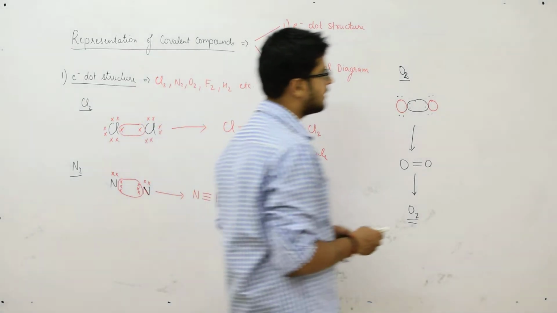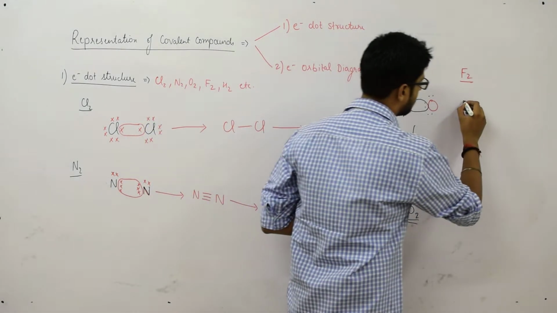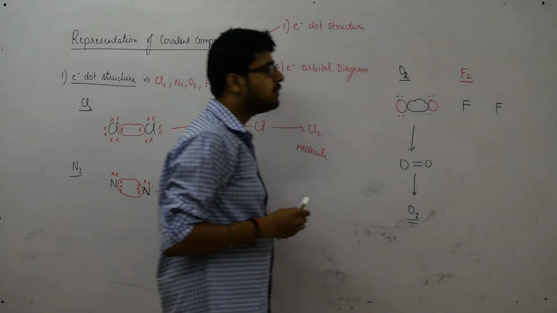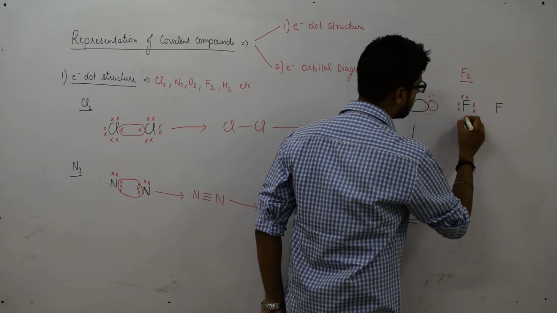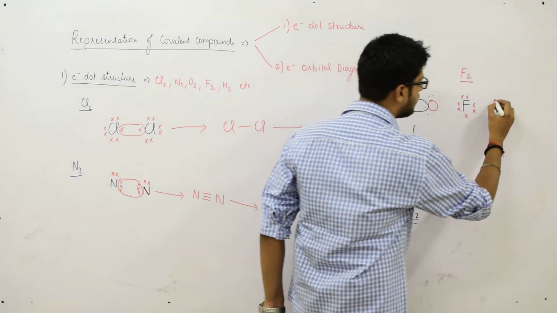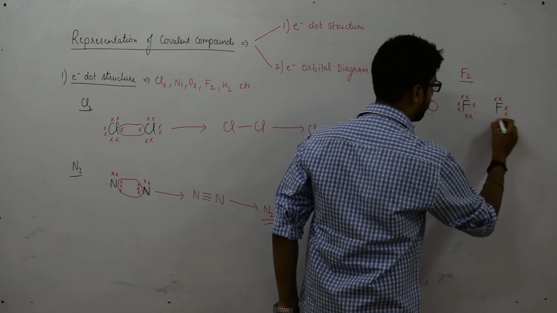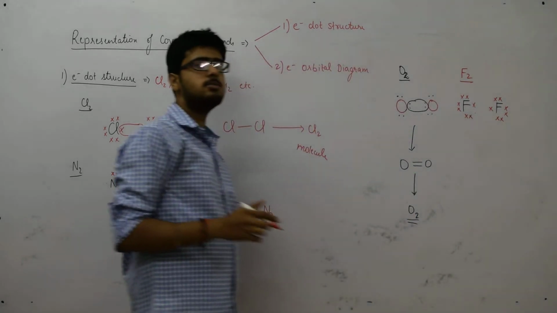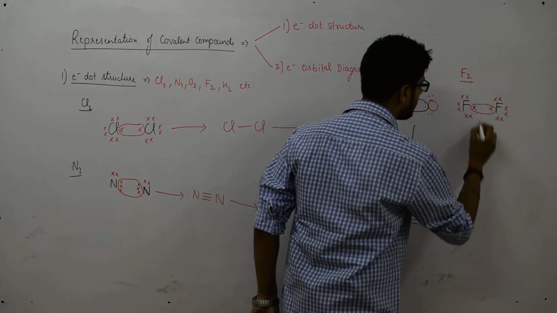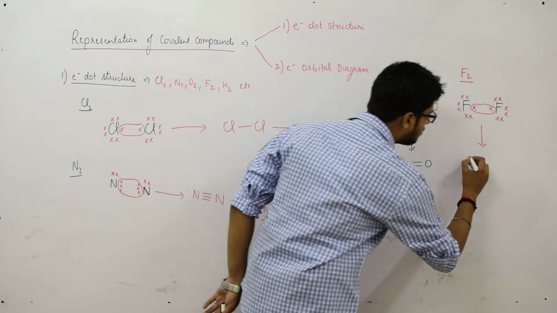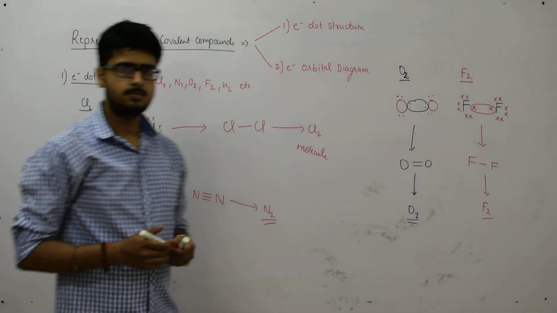Next is the case with fluorine, F2. In case of fluorine, we have two fluorine atoms, and each fluorine has 7 electrons in its outermost shell. So I am representing the 7 electrons by 7 crosses, and the same configuration will be present for the next fluorine atom. Both the fluorine atoms need 1 more electron to complete their octet, and hence they will share 1 electron each, and as a result a single bond will be formed between the two fluorine atoms, and this leads to the formation of the fluorine molecule.